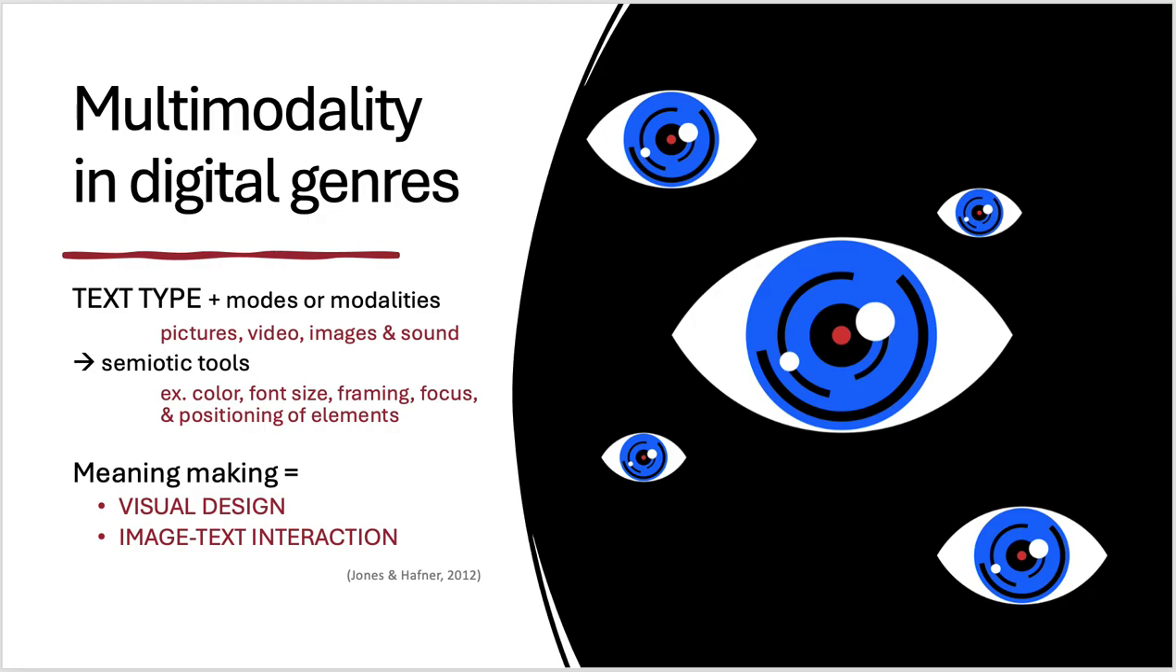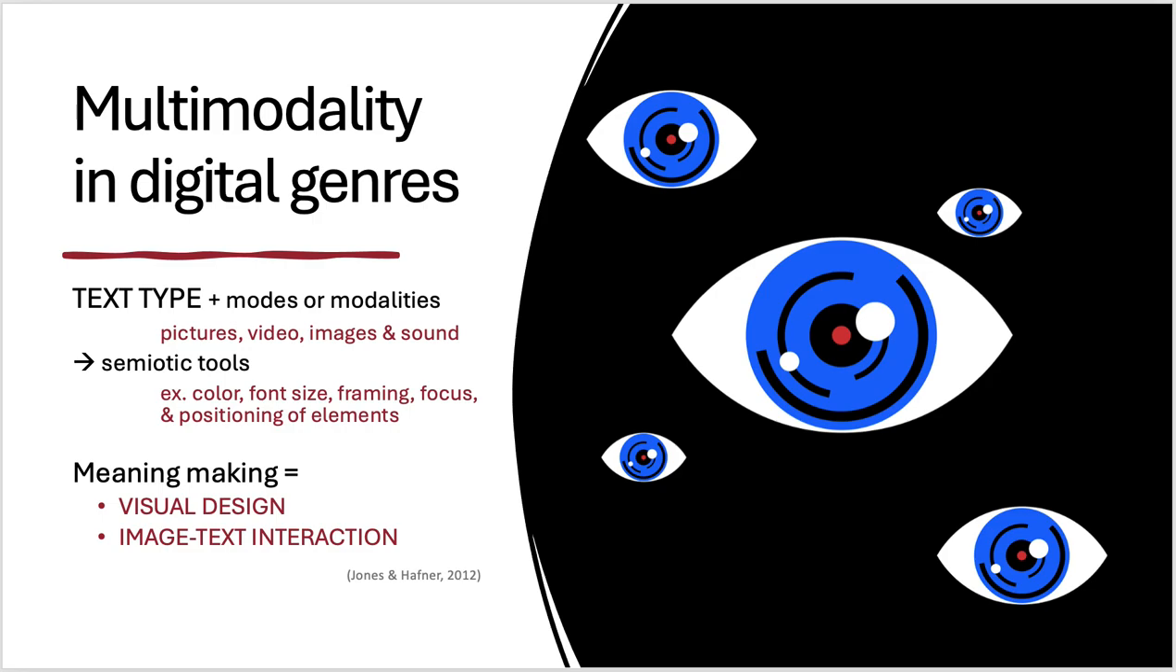These digital text types are constructed not just by the means of words, but by a combination of words with other modes and modalities. Genres on the internet include pictures, videos, images, and sound files. These are semiotic resources for meaning making. Other semiotic resources for visual impact include the use of color, font size, framing, focus, and positioning of elements, which contribute to the making of meaning in these texts.